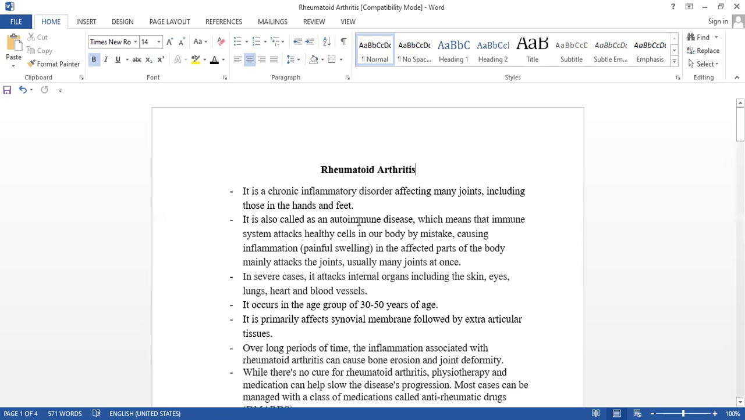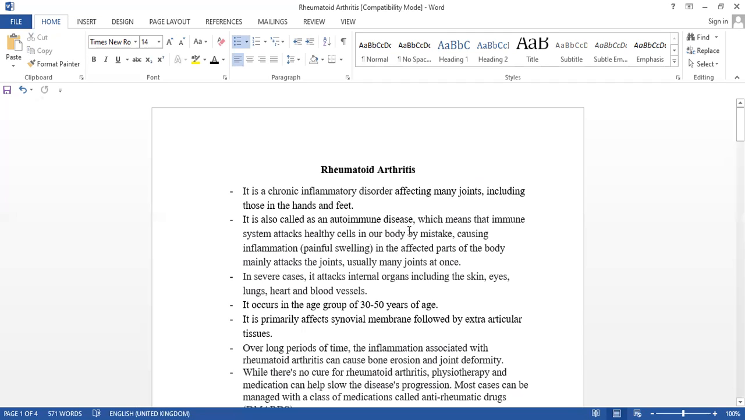It is an autoimmune disease, also called an autoimmune disease. Autoimmune disease means our own immune system attacks the healthy cells of our body by mistake, causing inflammation in the affected parts of the body. Affected parts of the body means mainly, primarily, the joints. Usually it attacks many of the joints at once, at one time only.